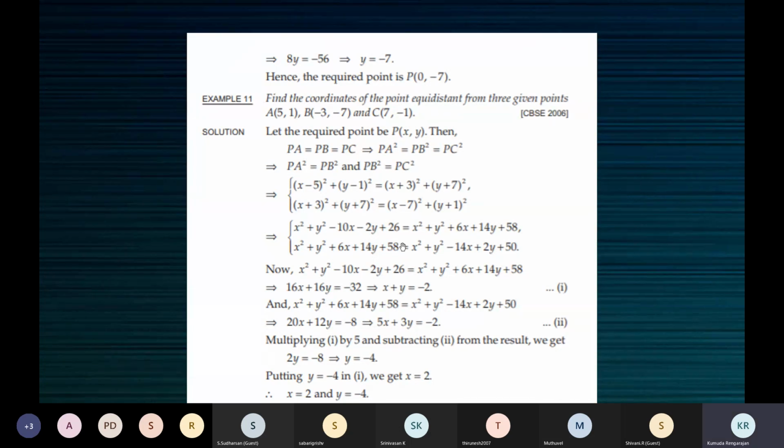No. See here, this one. This is a minus b the whole square. All right. A minus b the whole square. So a is x and b is 5. Now what will be a square? X square. Then minus 2ab, minus 2 into x into 5, plus b square, plus 5 the whole square.